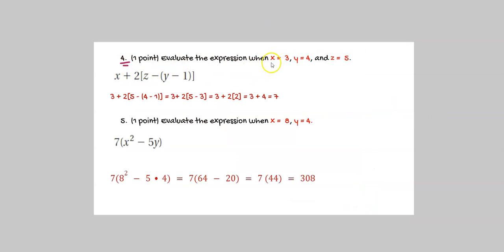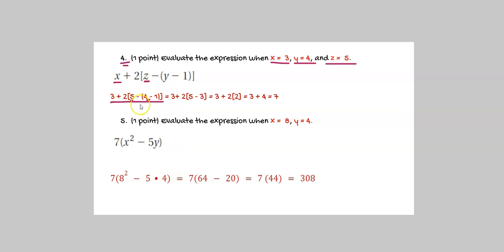Evaluate the expression when x equals 3, y equals 4, and z equals 5. So here, instead of x, we're going to write 3 plus 2 multiplies parentheses. Instead of z, we're going to write 5 minus, inside of the parentheses, y, which is 4, minus 1, close parentheses, again close parentheses. So this is our first line here.